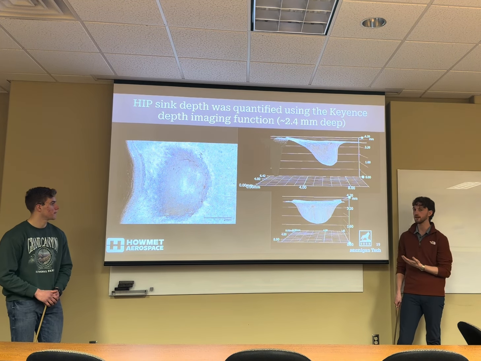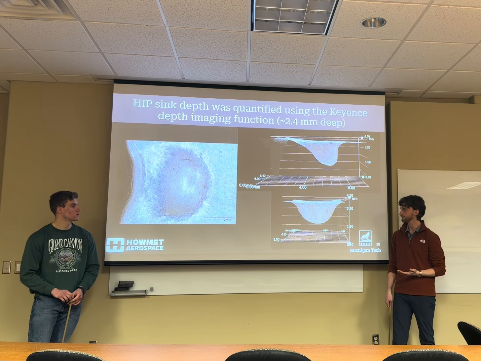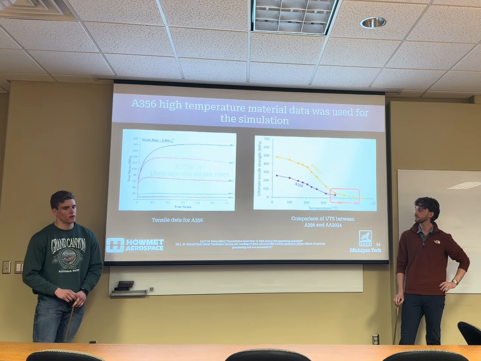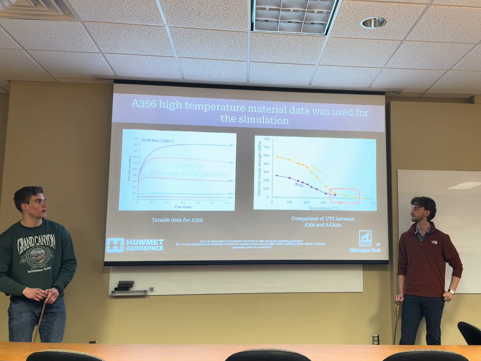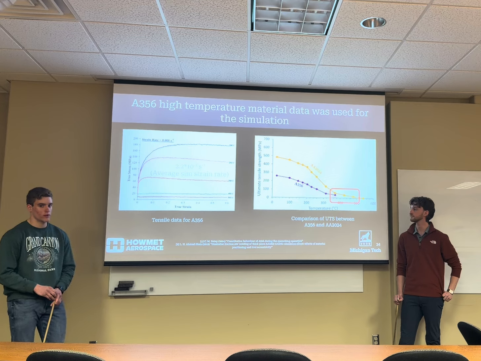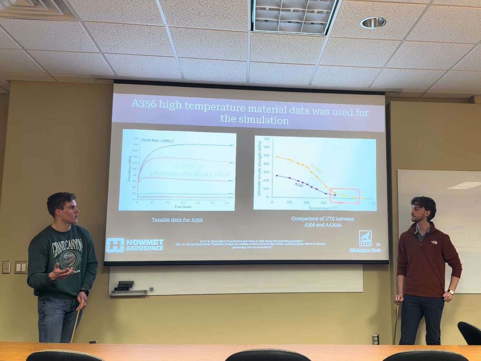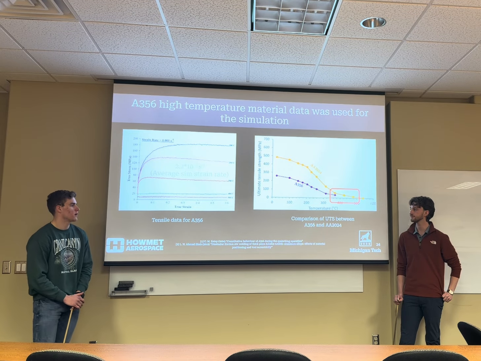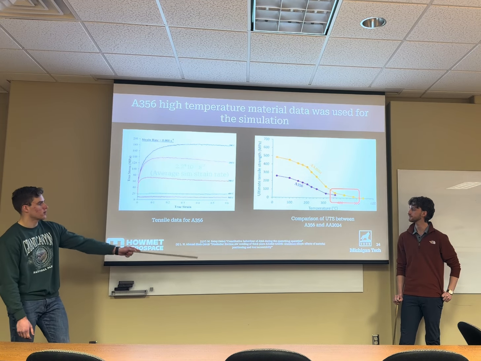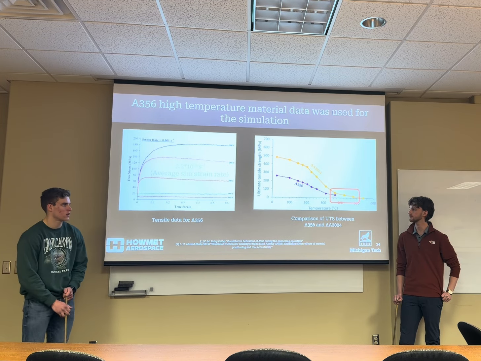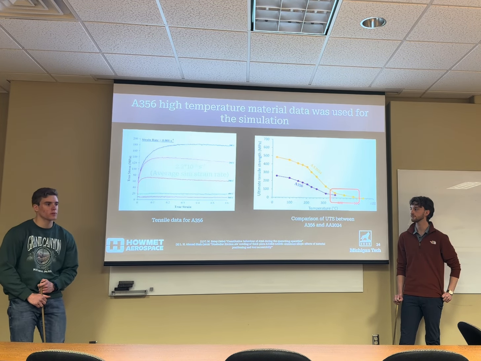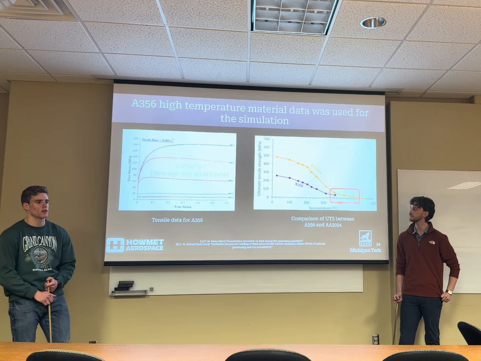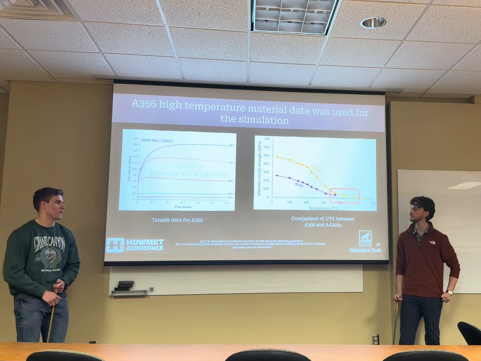Now, we image this to try to get a depth measurement, which we can then, again, use as a comparison to this model. So the model itself uses tensile data gathered at various temperatures for A356, which is slightly different than the aluminum alloy that we use to create the real-world comparison. But at the temperatures that HIP is conducted at, usually around 400 to 500 degrees Celsius, those strengths are extremely comparable between the two alloys, so there should be no significant difference between the simulated hip sink depth.